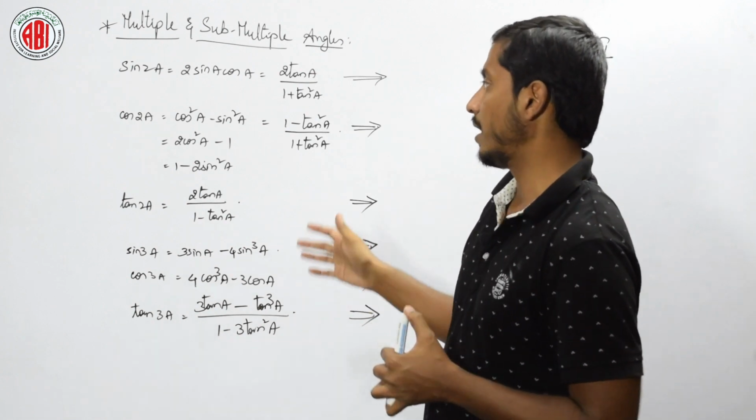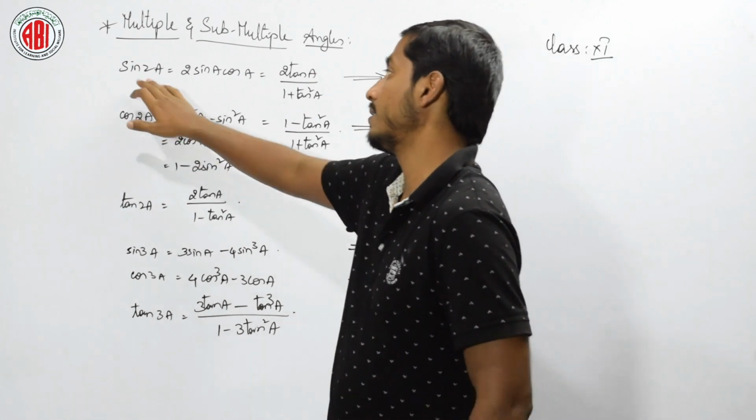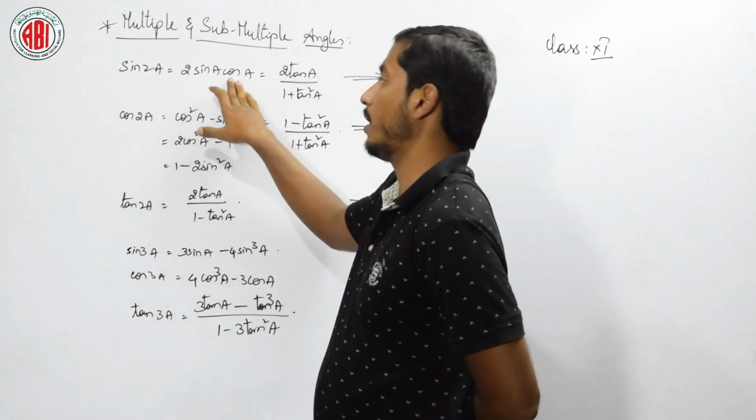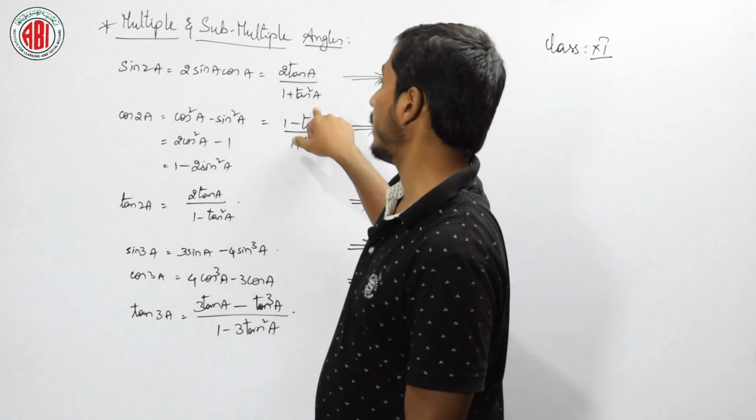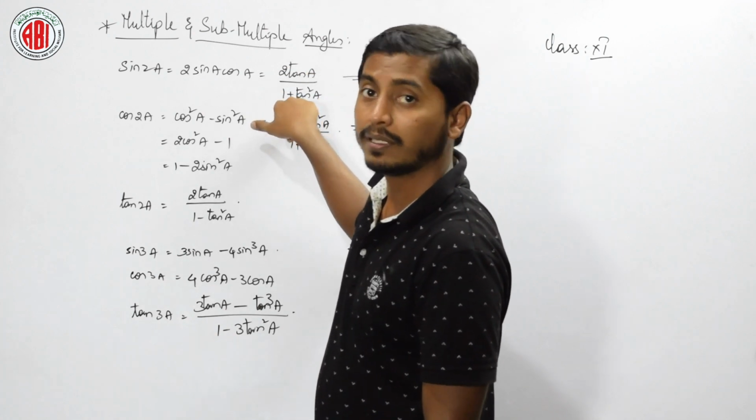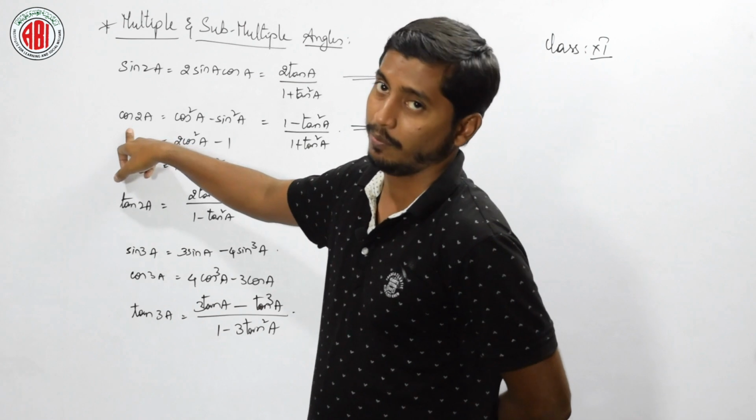These are the basic formulas of multiple angles. That is, sin 2A is equal to 2 sin A cos A, that is also equal to, in terms of tan, 2 tan A by 1 plus tan square A. Try to remember such kind of formulas.